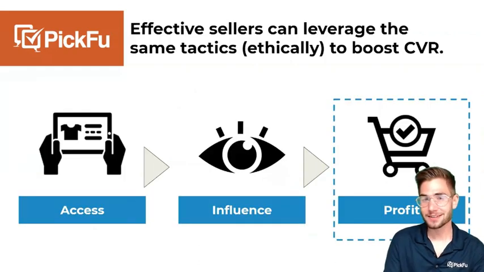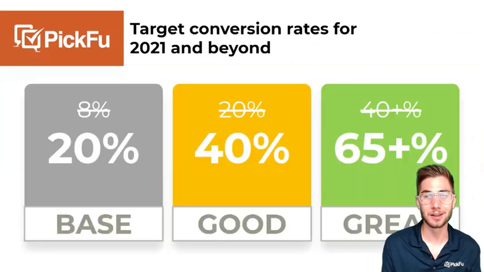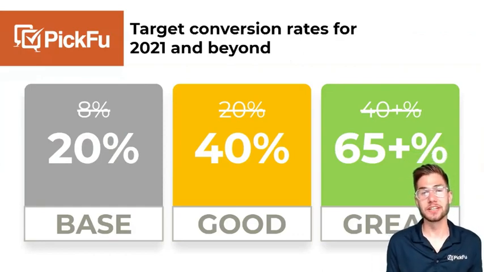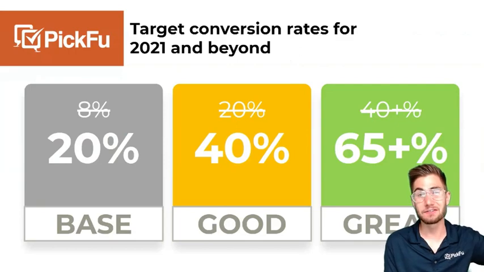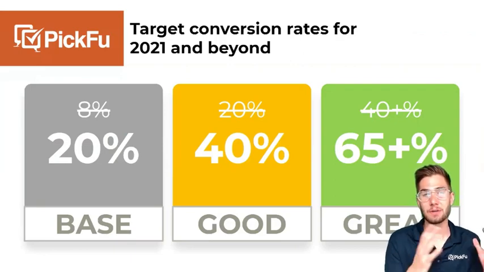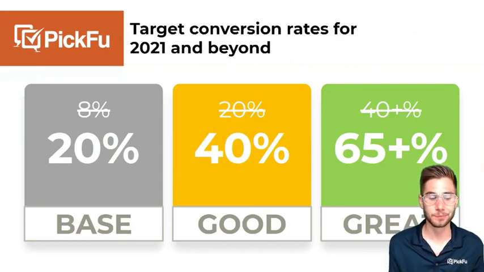So we've talked about access. We've talked about influence. Let's talk about profit. This is obviously the goal. We're here to make a little bit of money, and hopefully create awesome brands that are going to be around for a long time and that people are really going to love as well. The profit side is really metrics driven. When I first started giving different versions of this presentation about a year and a half ago, the advice I would give people was that you should have a base conversion rate of about 8%, a good conversion rate of about 20%, and a great conversion rate of about 40%.